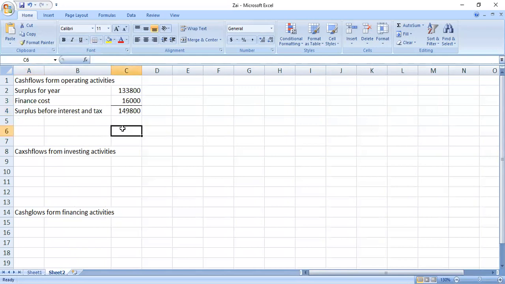Now, after obtaining this line, which says surplus before interest and tax, you come to additional information, deal with it, and then go back and move line by line. So let's go to the additional information officially now. I don't intend to really share the screen again as far as the question is concerned.